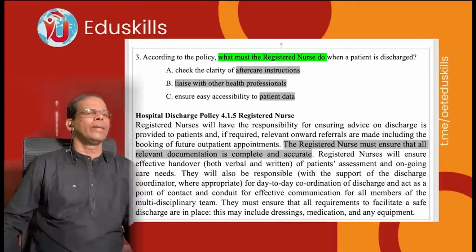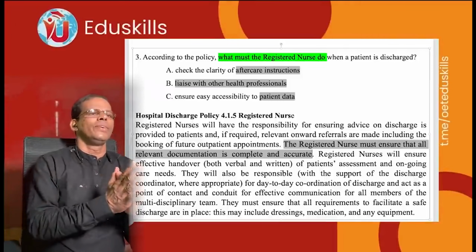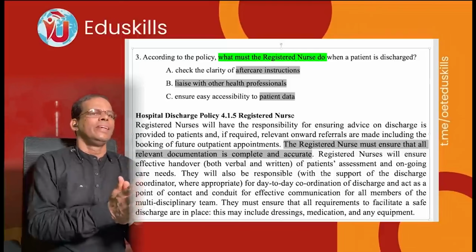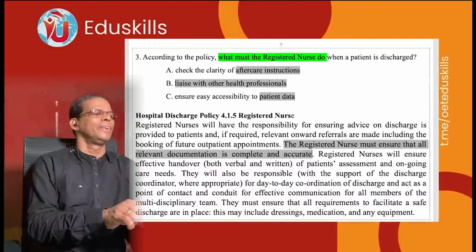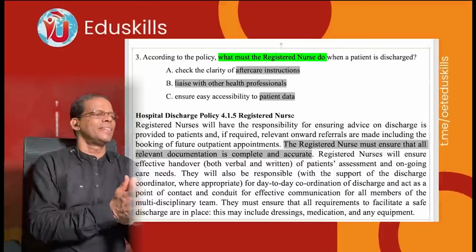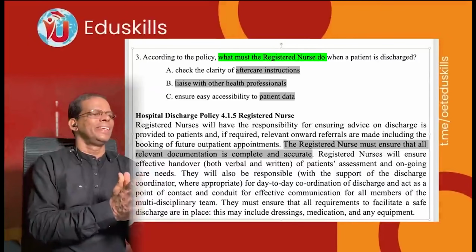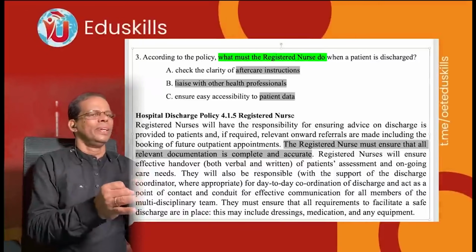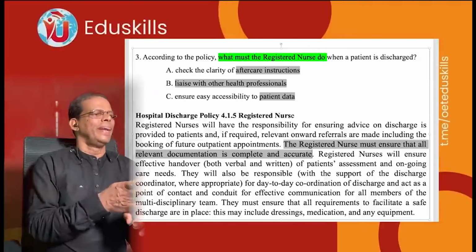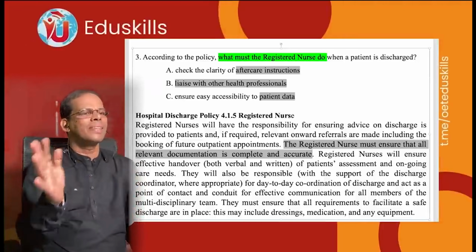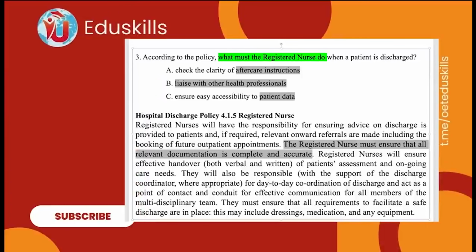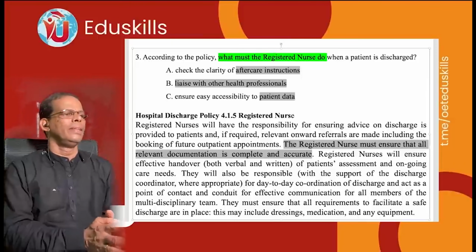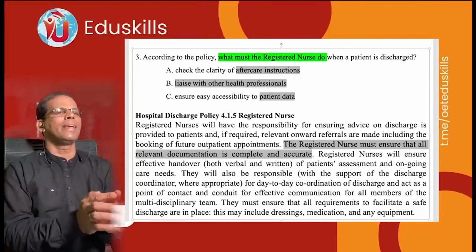All relevant documentation. As nurses, you know, when you have a discharge, is it only aftercare instructions in the documents, or what else is included when you discharge? Referrals, appointments, revisits, medications, managements. So all these are included when you say nurses must ensure that all relevant documentation is complete and accurate. This says all, but option A says only one.